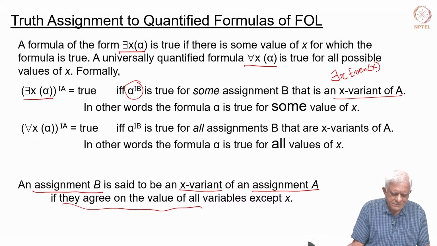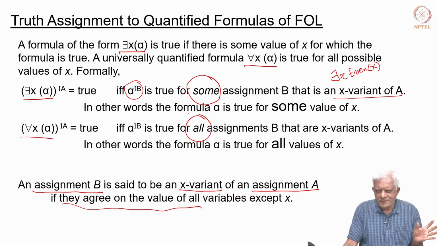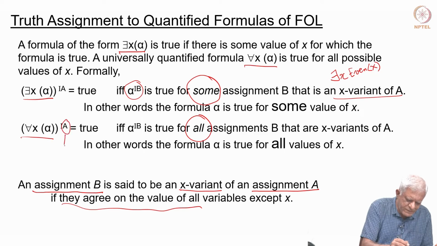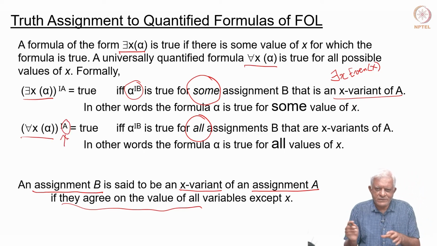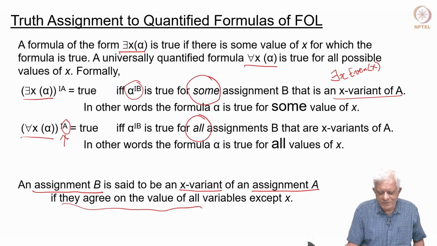In a similar fashion, a universally quantified formula is true if, see, in existentially quantified formulas we said for some assignment, in universal formulas we say for all assignments, that any x variant you take, this formula must be true. Why x variant? Because x is a quantifying variable, x is being quantified for all x or there exists x. So, you take any x variant of whatever assignment that we are talking about A, take any B. So, you can change x to whatever you want and the formula must be true, and that is the intuitive meaning of for all x, that you take any value of x and the formula will be true.